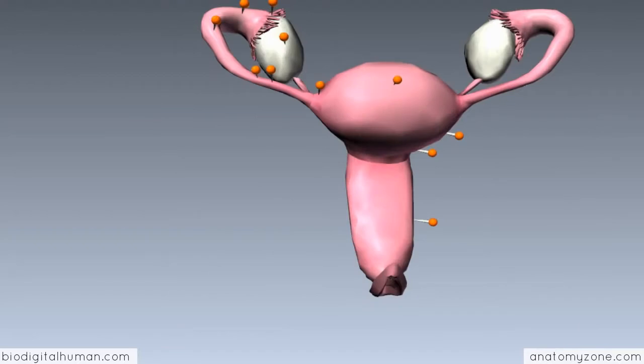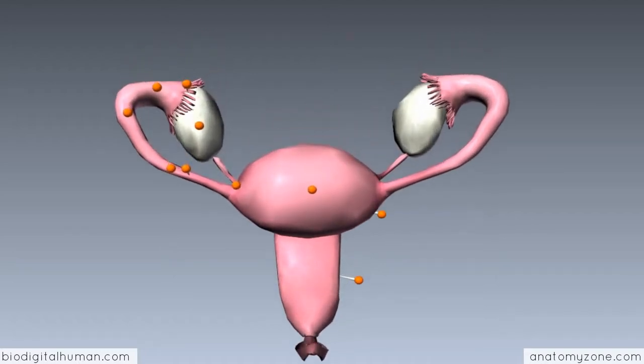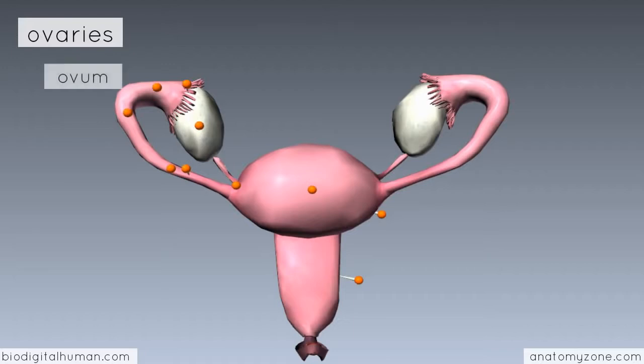So I've just switched to this model here of an isolated view of the female anatomy. So you can see these white oval shaped structures, which are the ovaries, and as I mentioned before, they're the primary sex organs of the female. So they are responsible for producing the female sex cells, or the egg, or the ovum as it's known, and this ovum is released monthly, and the process of releasing the ovum from the ovary is known as ovulation.